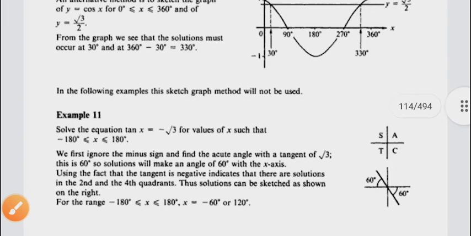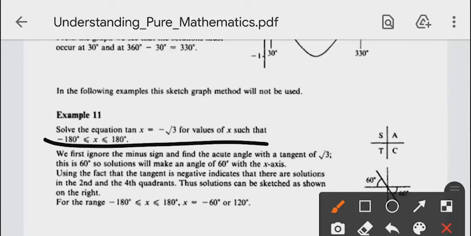Let us consider this one now. Solve the equation for the range from negative 180 to positive 180. Tan x is that. Is that okay? Tan x is negative root 3. So first consider as if the range is positive, then you first get those angles. Now let us first look at tan x if it is negative root 3.